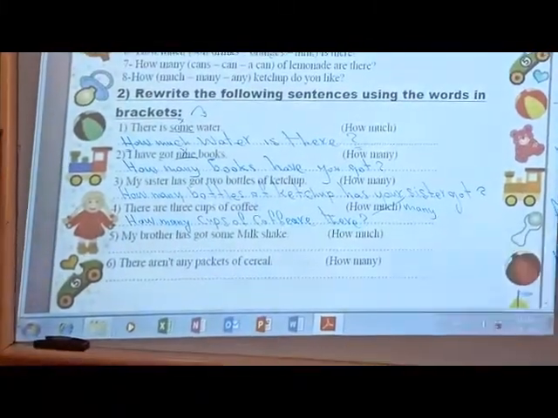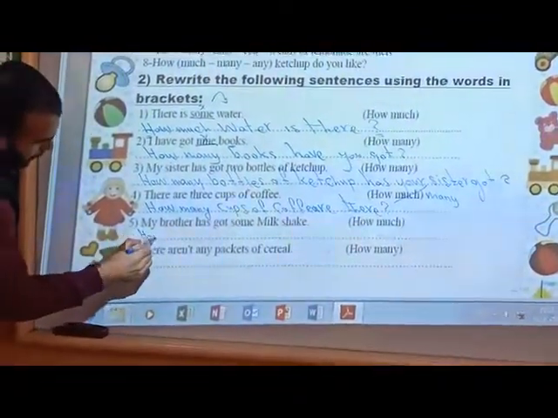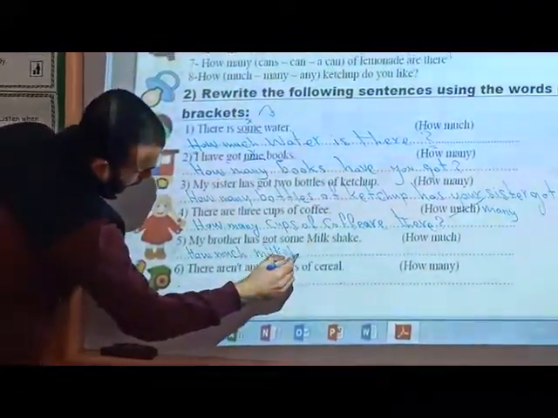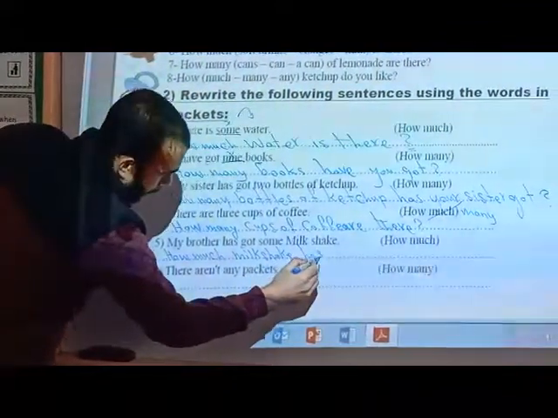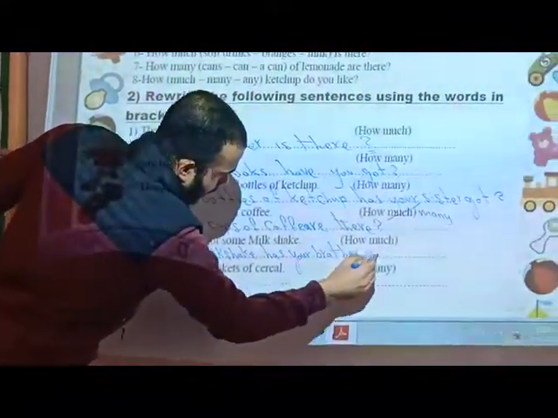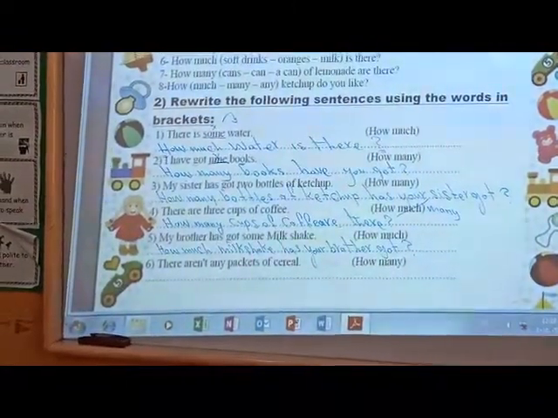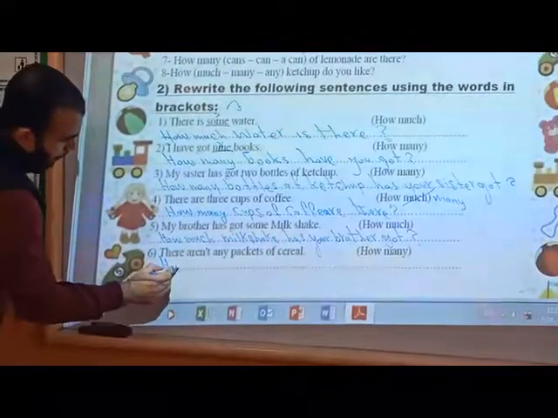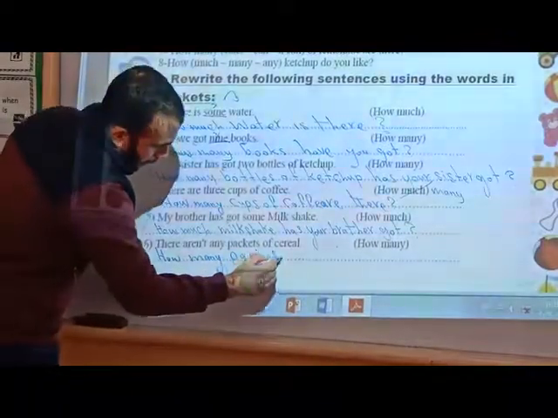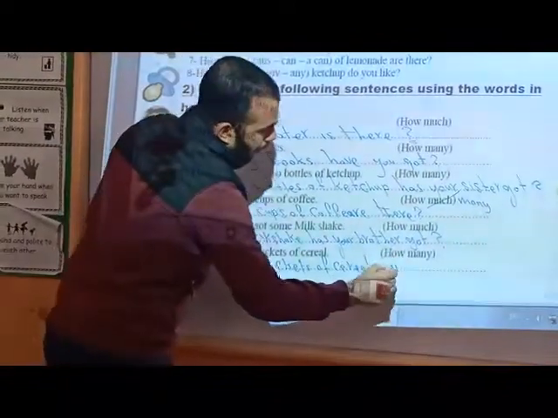Number 5. My brother has got some milkshake. Use how much. How much milkshake has your brother got? Last sentence. There aren't any packets of cereal. How many? How many packets of cereal are there?